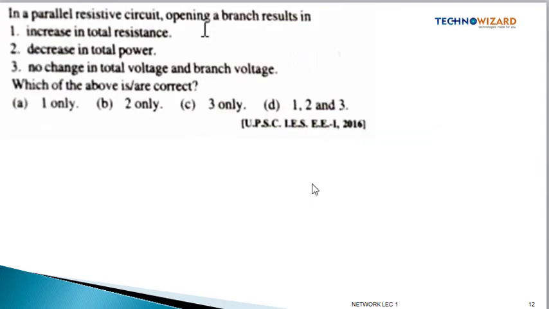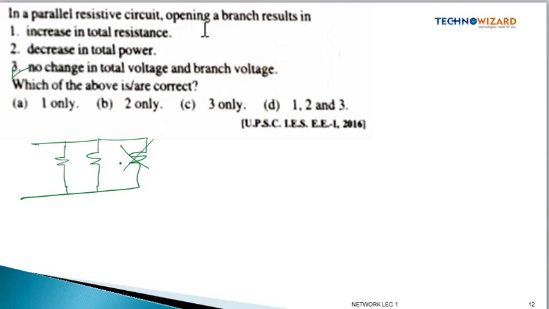Okay, next question is saying that in a parallel resistive circuit, opening a branch results in... For example, I'm having 3 branches, and if one branch is opened, like for example this is removed, then this will result in an increase in the total resistance, decrease in the total power, no change in the total voltage and the branch voltage. This option is right. Why? Because 3 branches are connected in parallel.